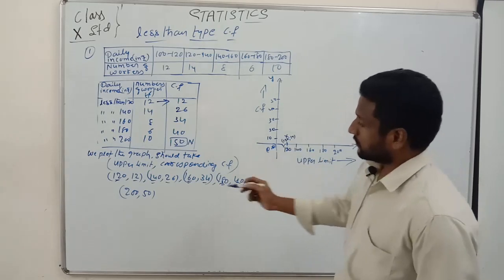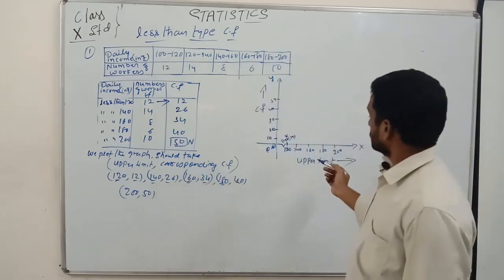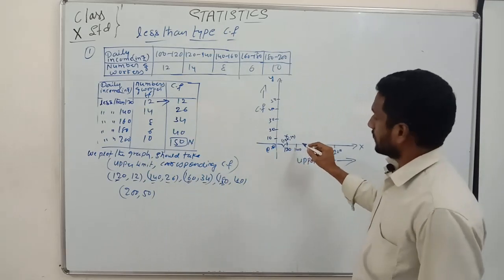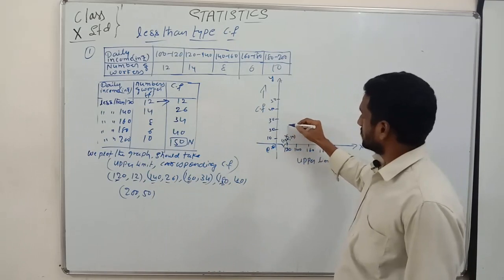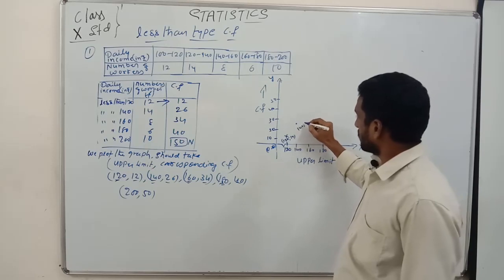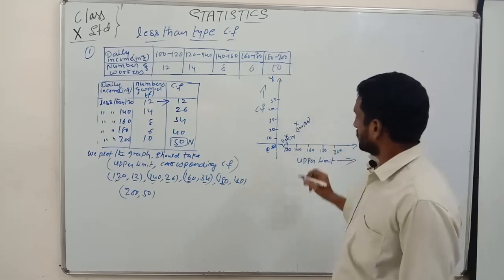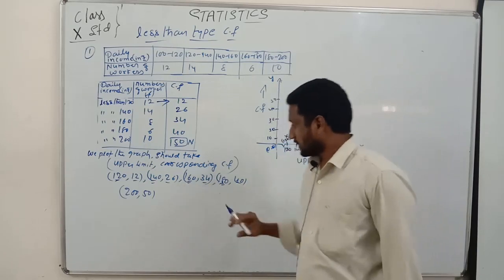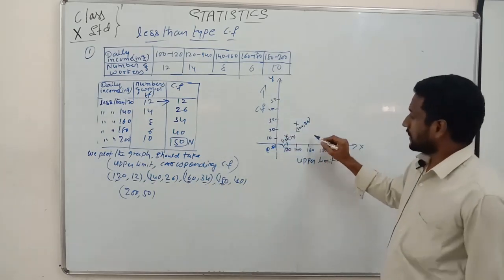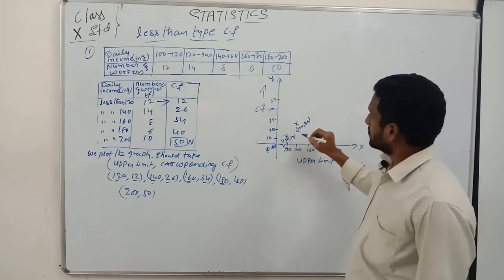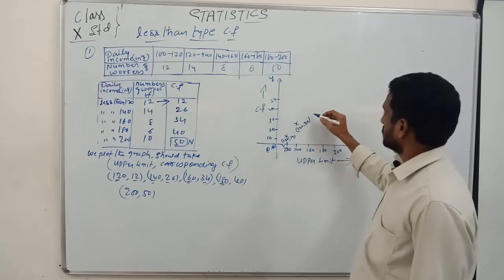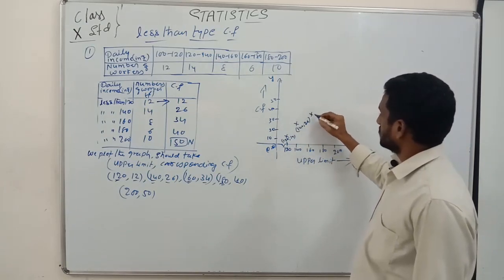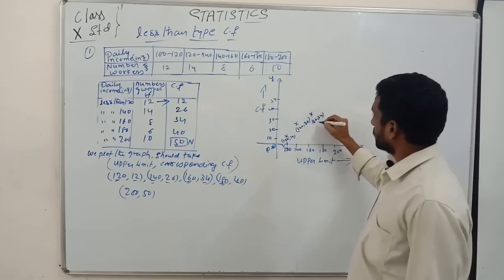Next, 140 at 26. The upper limit is 140, and the cumulative frequency 26 means 20 plus 6 lines above. This is 6 lines, so 140 comma 26. Next, 160 at 34. The upper limit is 160 and the cumulative frequency is 34, which means 30 plus 3 small lines. That is 160 comma 34.